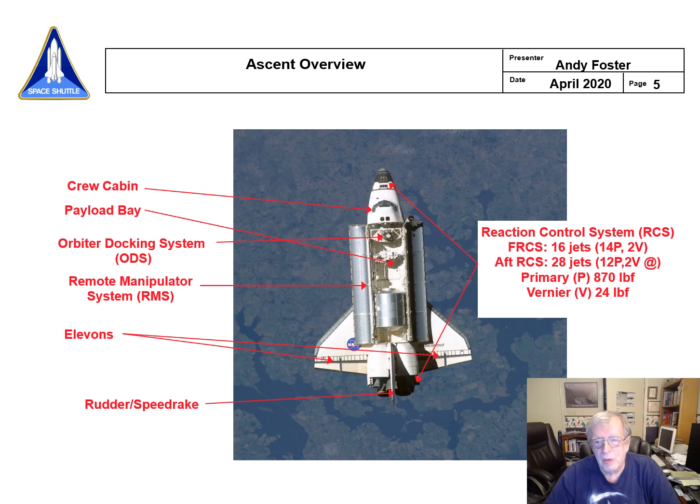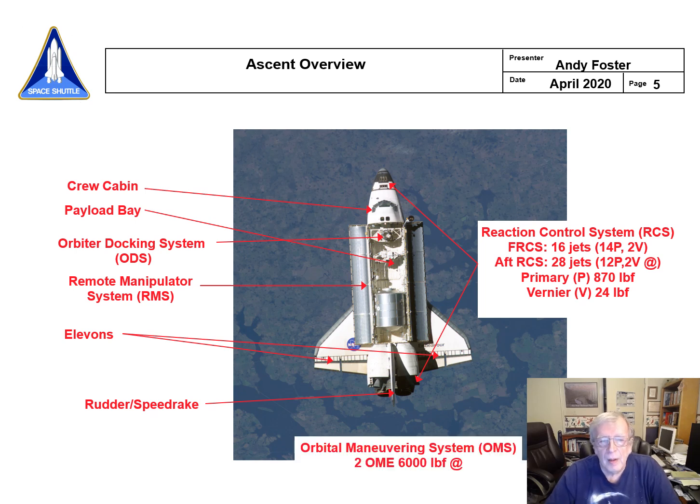The difference between the two is the primary jets put out about 870 pounds of thrust, which is most of the muscle to roll and pitch the vehicle and yaw around. And then the verniers were for very fine attitude or translation if you needed it, and they were 24 pounds, usually for attitude control. On the back end, if you needed to change orbits, you had the orbiter maneuvering system engines. Each one put out about 6,000 pounds of thrust.